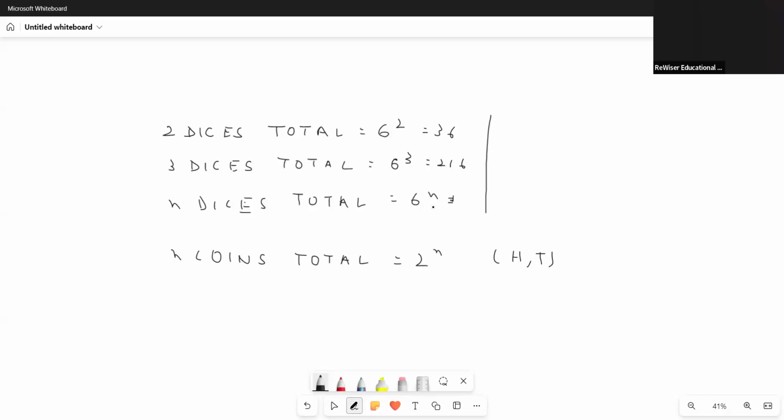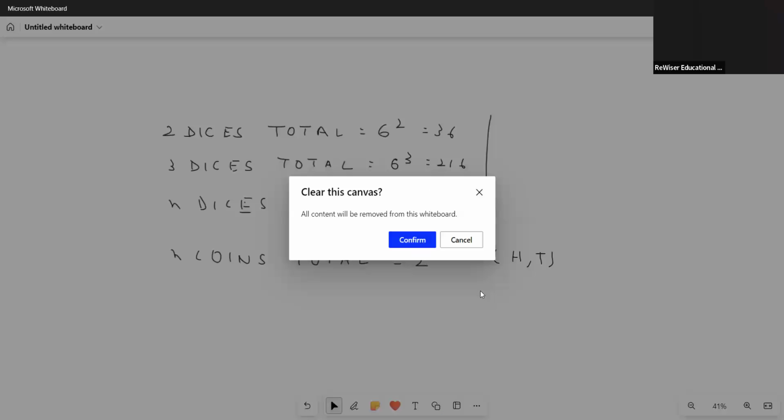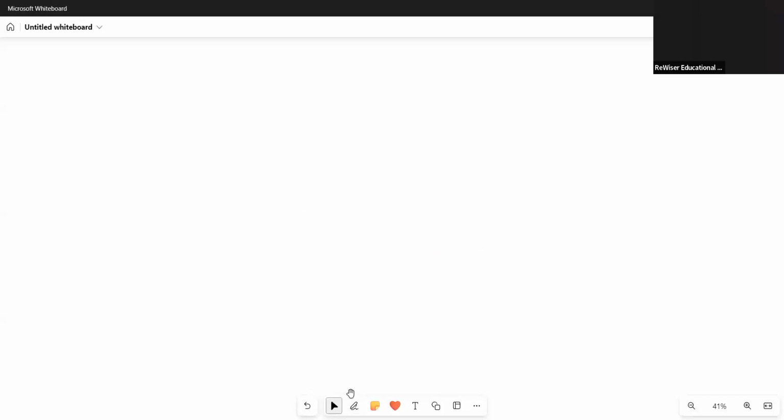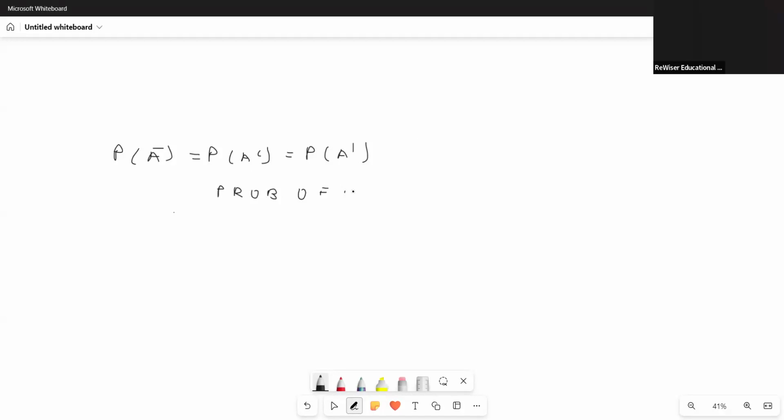Now, moving on to the next part of probability, which we call complement events. So what does a complement event mean? A complement event is notated sometimes as P of A bar. It's also written as P of A complement, or sometimes P of A dash. That literally means the probability of non-occurrence of event A.